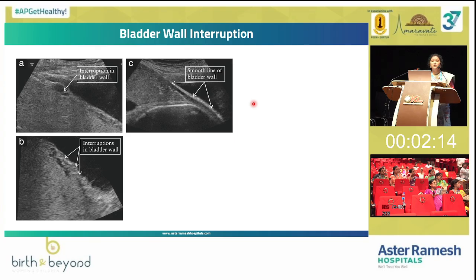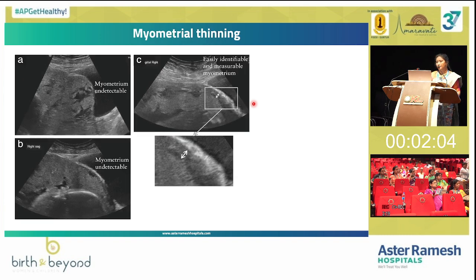So next comes the bladder wall interruption. So you need to see there is a smooth line of bladder wall. If there is any interruption, then we need to suspect accreta. And then comes the myometrial thinning.